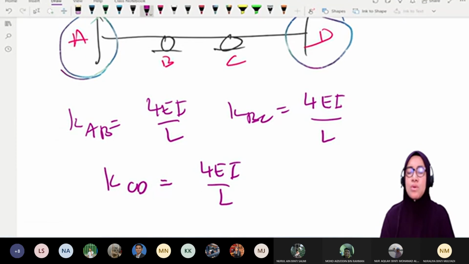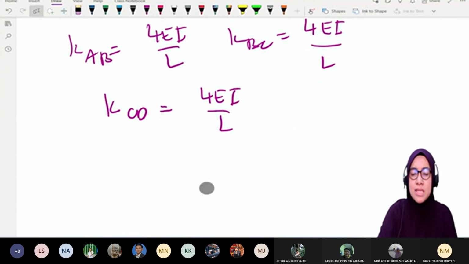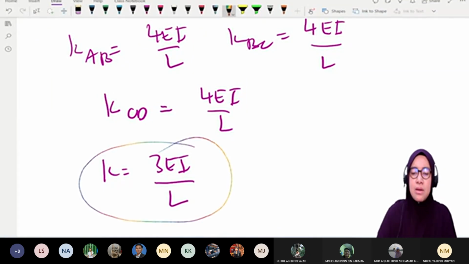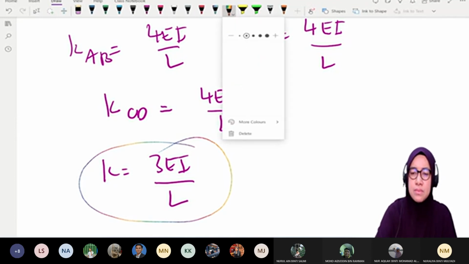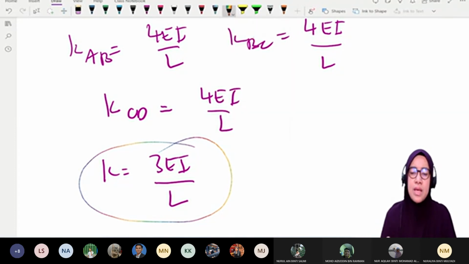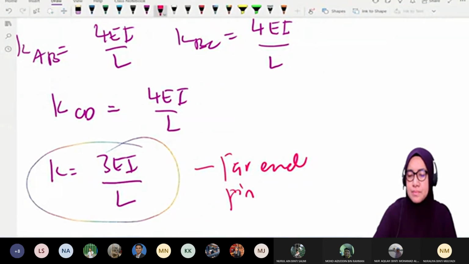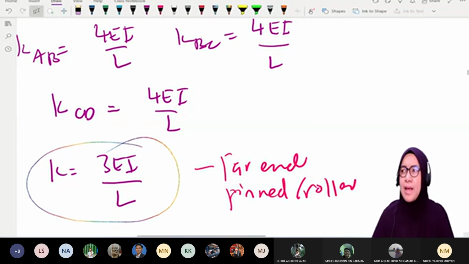Okay, we have another formula for far end roller, far end pin. The formula for that one is K equal to 3EI over L. 3EI over L. This is for far end pin or roller.